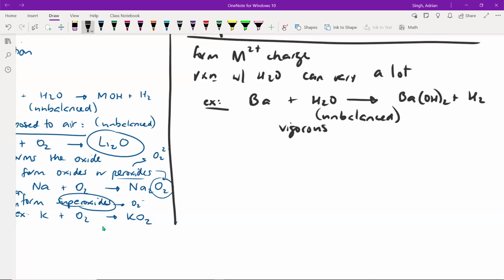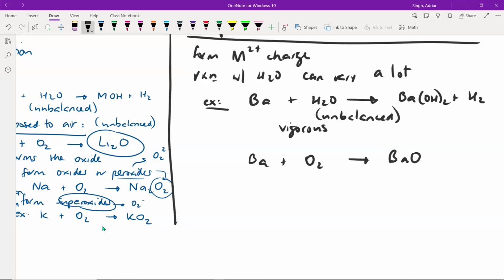The reactivity also increases towards the reaction with oxygen. Right, so beryllium and magnesium form oxides only at super high temperatures, but calcium, strontium, and barium can form the oxides at relatively low temperatures, right? So if you use barium reacting with oxygen, we end up forming the oxide BaO. And that again is an unbalanced reaction.